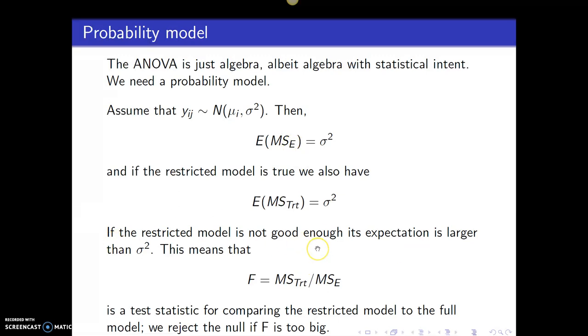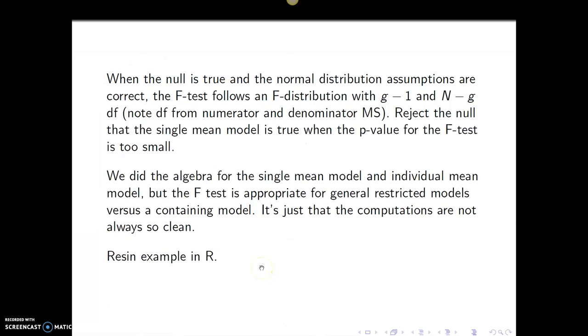So if the restricted model is not good enough and the expectation of this mean squared treatment is actually bigger than sigma squared, then this F test statistic will be bigger than 1. And so we're just going to compare it. This is an easy case for our null distribution just being the F distribution with the appropriate degrees of freedom, so that we can find cases where F is substantially larger than it should be.